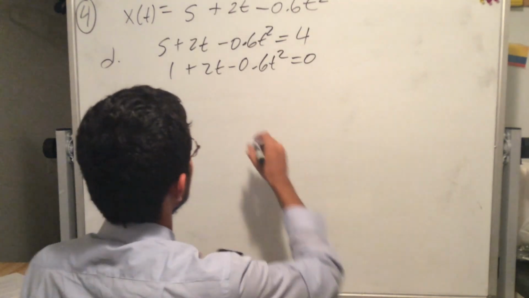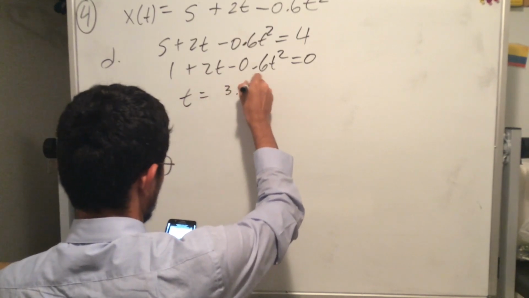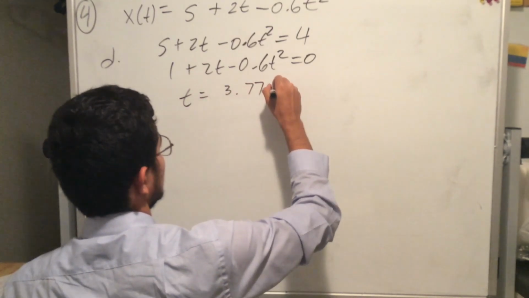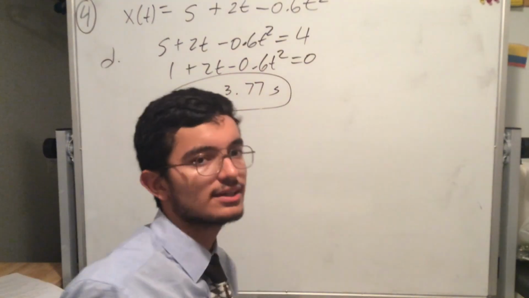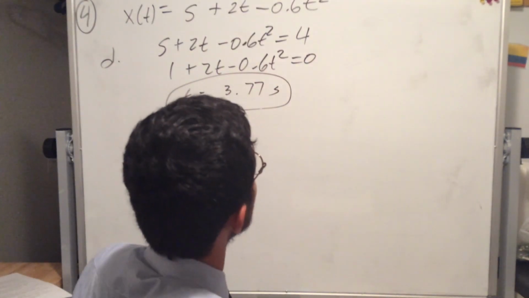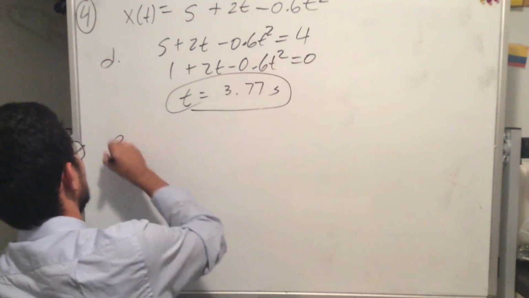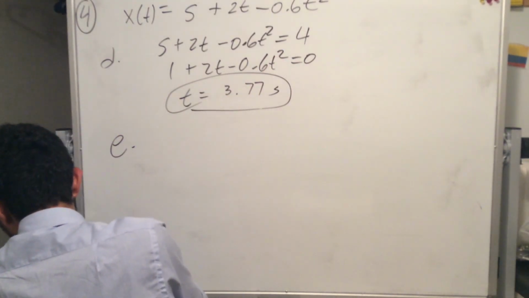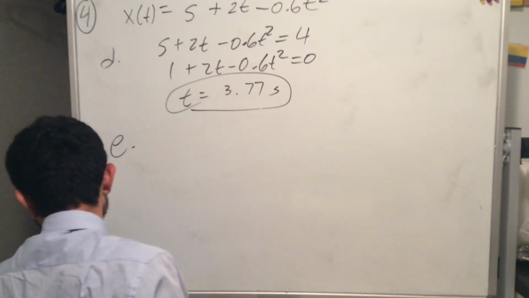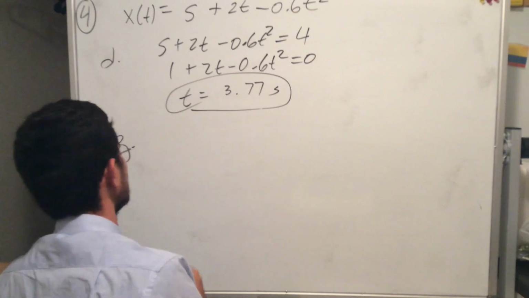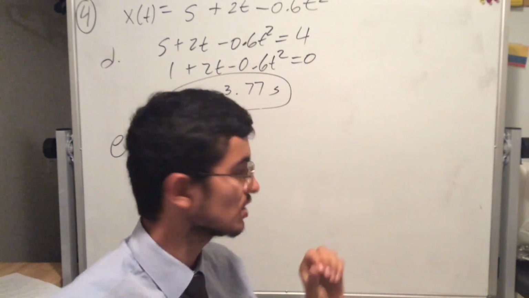So we found out that t is equal to 3.77 seconds. So after 3.77 seconds, the position is positive 4 meters from the origin. Okay, let's go to part E. So we're going to sketch the graphs of x of t, v of t, and a of t. So they want us to sketch the graphs of position, velocity, and acceleration.